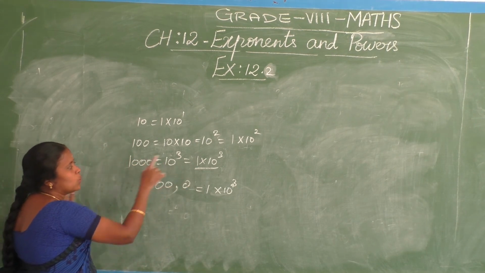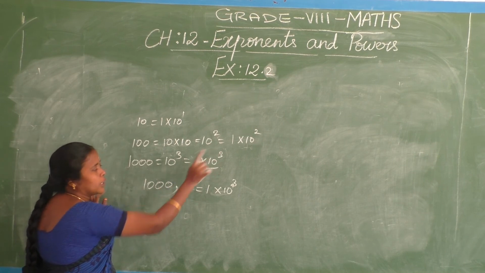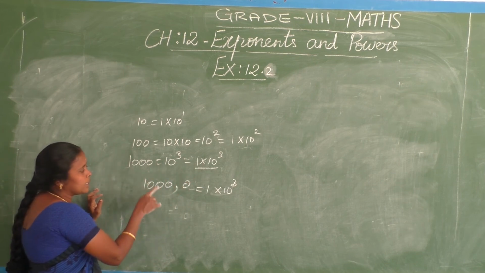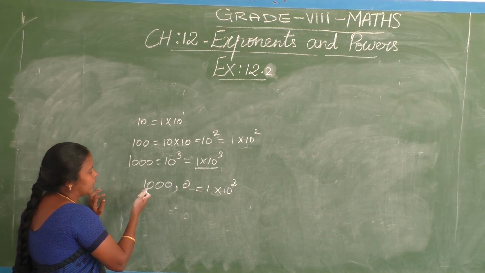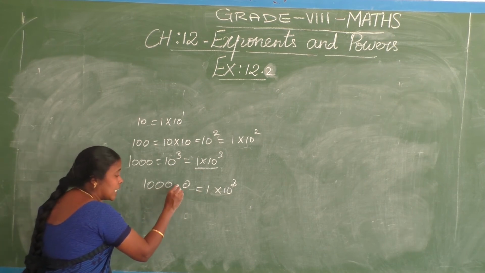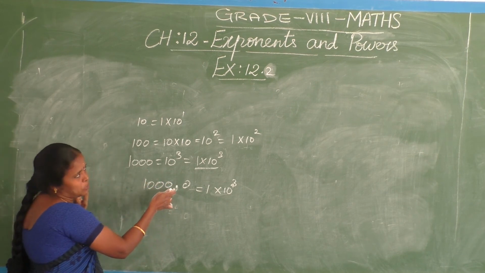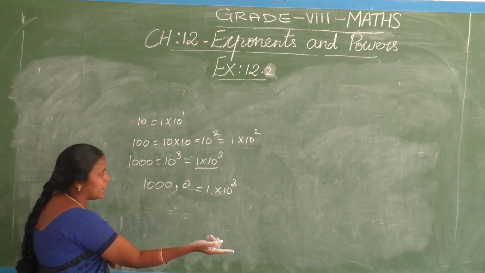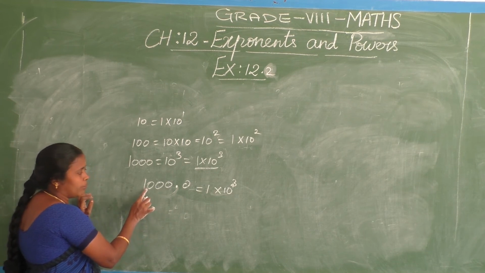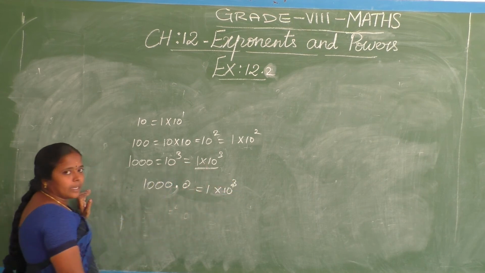1000 in standard form, which way? Like this only: 1 times 10 cube, 1 into 10 cube is 1000. 1000 can be written in decimal form in this way, 1000.0. Why am I talking again here? Because some decimal points will arise in the next category, so only I am telling here. The point is at your right hand side. So moving the point right to left means in the exponential form the power comes in the positive category.